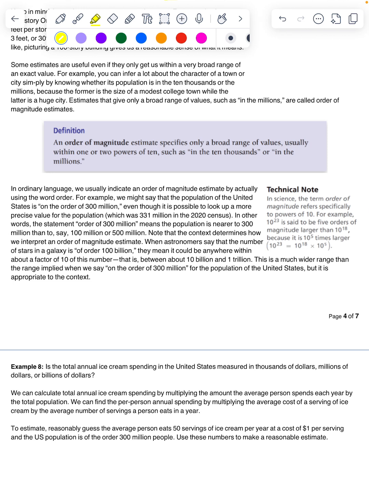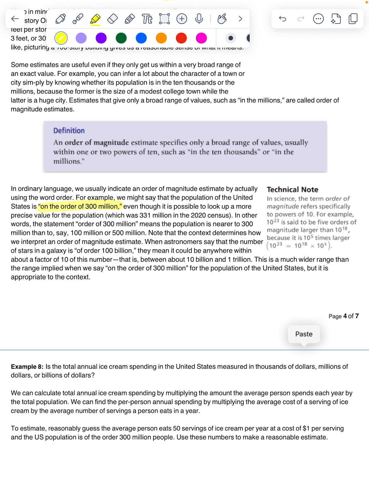So you might even say the population of the United States is on the order of 300 million, even though it is possible to look up a more precise value. It was 331 million in the 2020 census. So the order of 300 million means the population is closer to 300 million than to, say, 100 million or 500 million.